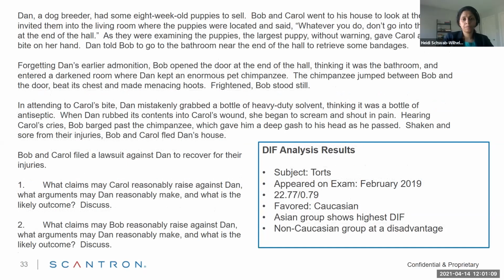Yes. So this item was about torts. It appeared on, again, the February 2019 exam. And it wasn't found to be performing differently in the gender category and school types, but in the ethnic groups category, it did favor the Caucasian group, and the Asian group showed the highest diff. The non-Caucasian group was also found to be at a disadvantage. Okay, go ahead and read the item.